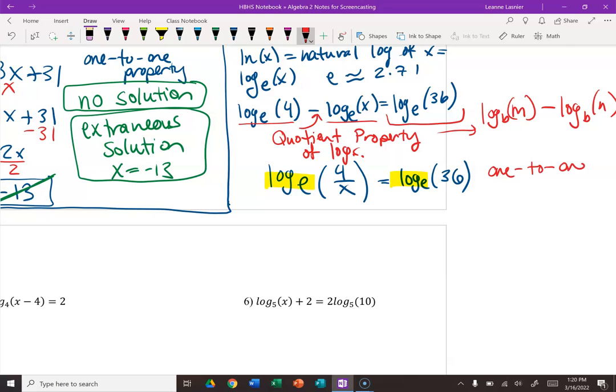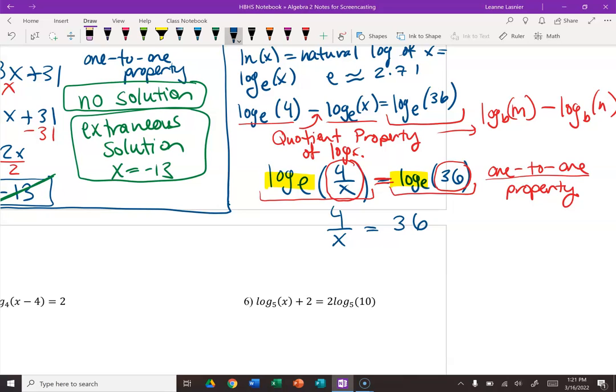I want to keep repeating that so that you will remember that that's what's allowing us to do this. It only works for functions that are considered to be 1-to-1. And again, that means if you have 2 outputs that are equal to each other, the only way that's possible is if the inputs were equal. So we just take the inputs and set them equal to each other and then solve.